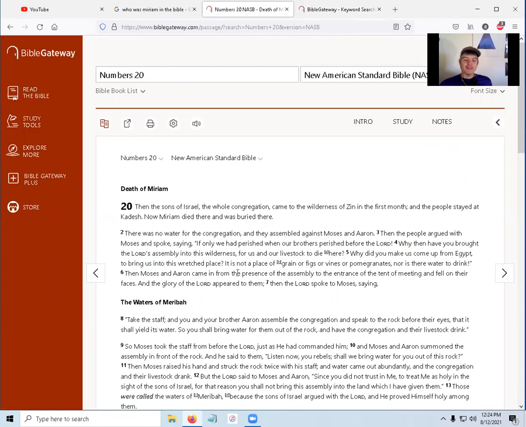Moses and Aaron, they leave the presence of the assembly. They go to the entrance. They don't go into the tent of meeting. They go to the entrance of this important place, the tent of meeting, fell on their faces, and the glory of the Lord appeared to them.